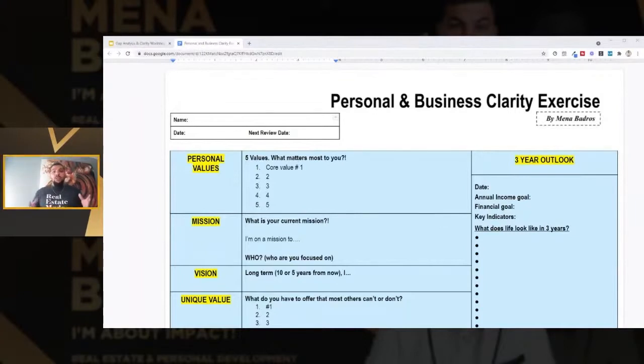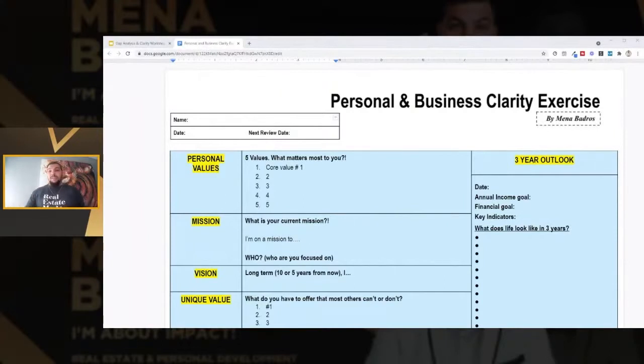Then what is your annual income goal? So 3 years from now, how much do you want to be making per year, right? And then under that is your financial goal. Your financial goal isn't necessarily your income goal. Maybe you're making 100 grand a year, 250 a year, or $1 million a year, whatever it may be. But you might also have financial goals.